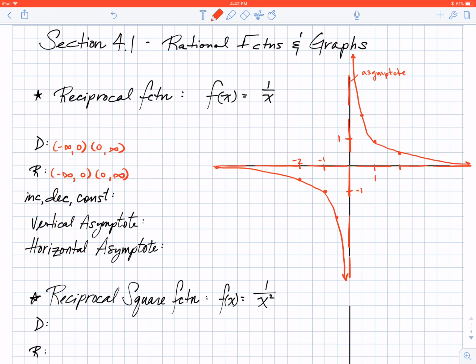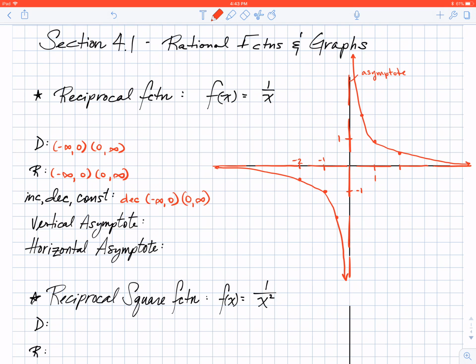Increasing, decreasing, and constant. These are things that we're accustomed to. So my graph, as I start on the left, I notice that my graph is going downhill. So this is decreasing. It's decreasing from -infinity to 0. And as I go to the next piece of my graph, as I move left to right, it's still going downhill. So I'm still decreasing from 0 to positive infinity. There is no increasing on this graph, and there's no constant on this graph.